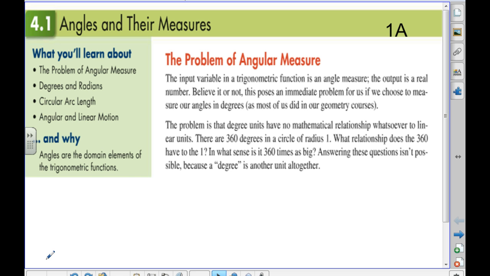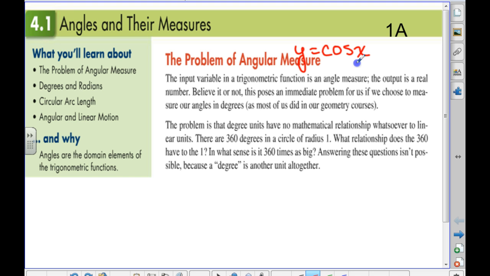All right, I am going to start by talking about worksheet 1A. Just a little bit, because I found this vaguely interesting. Probably no one else cares. But it says at the top, the input value in a trig function is an angular measure. So when we write y equals cosine of x, what we're putting in is the measure of an angle, right?